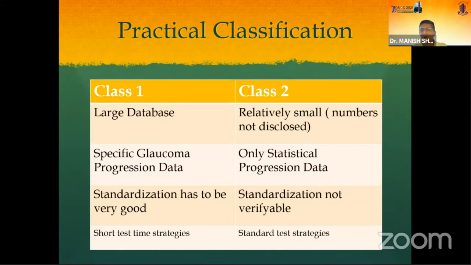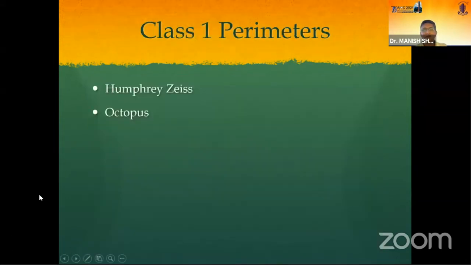The standardization is not verifiable in this class of patients, and standard test strategies are there, but short test strategies are either not very good or they are not there at all. So if you are looking at a perimeter falling in this category, you should probably take opinions of maybe 2 or 3 people who are using that machine to know how good their short test strategy is.